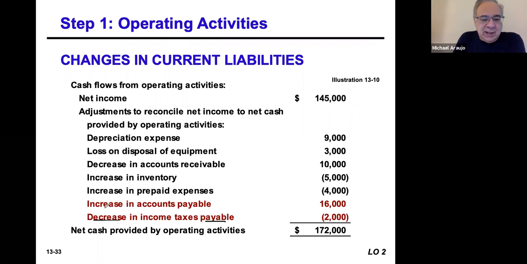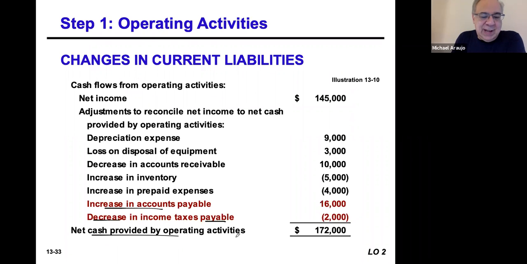On the other hand, the increase in accounts payable means that you actually didn't need to use cash because you don't owe the cash yet. You didn't pay the cash yet. So an increase in accounts payable would be added to cash flow. A decrease in a payable is subtracted from cash flow.